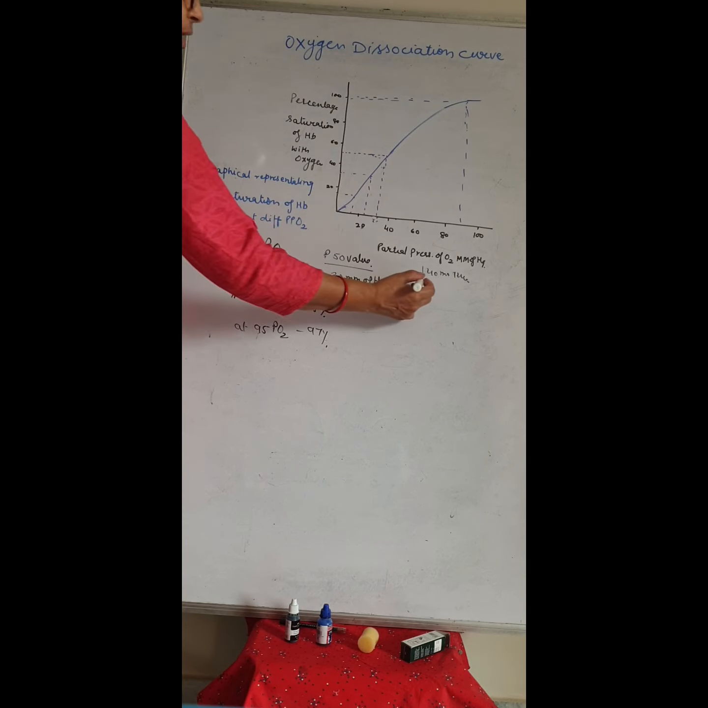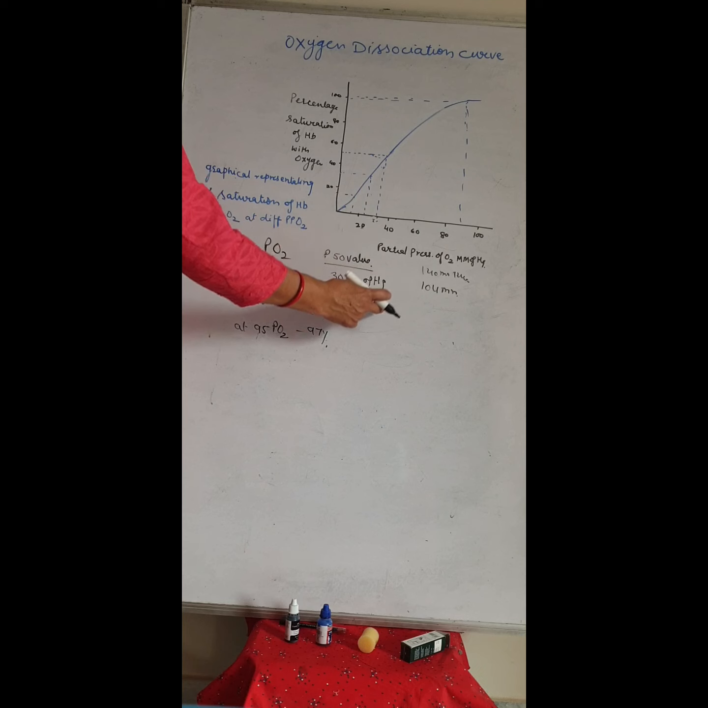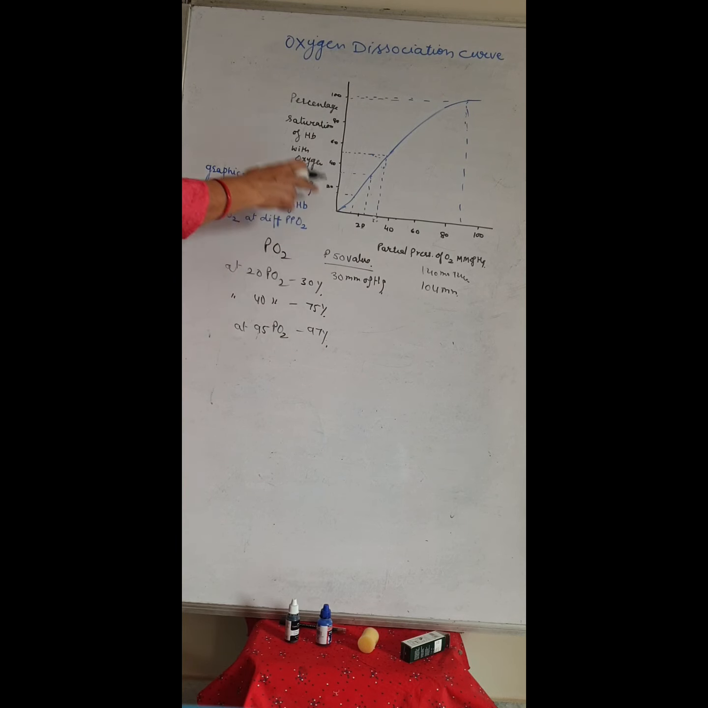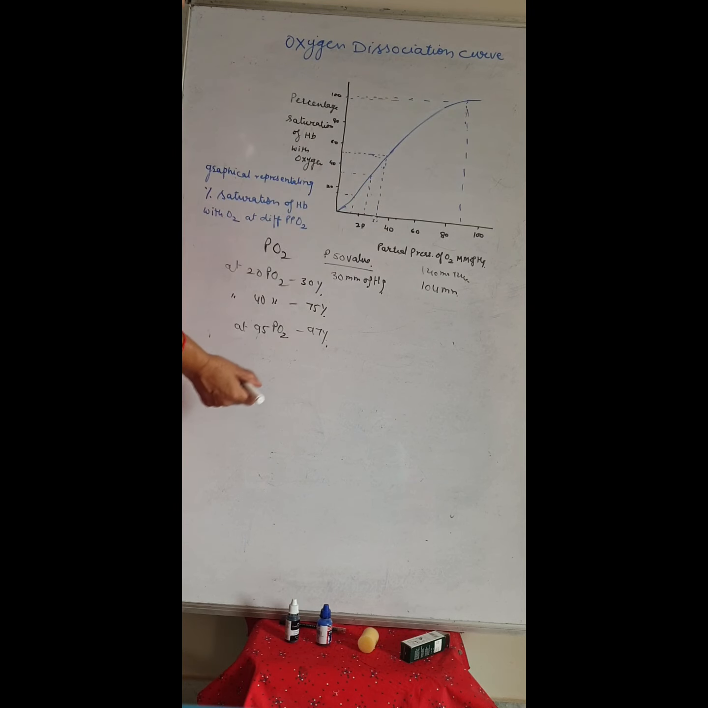The atmospheric pressure is 140, but when we inhale the air, it becomes 104 mm of mercury. So the more the pressure, the more the affinity to bind oxygen. In the starting, the graph is more vertical, and in the later condition, it becomes horizontal or almost constant. Now we discuss the factors that affect the percentage binding of hemoglobin with oxygen.